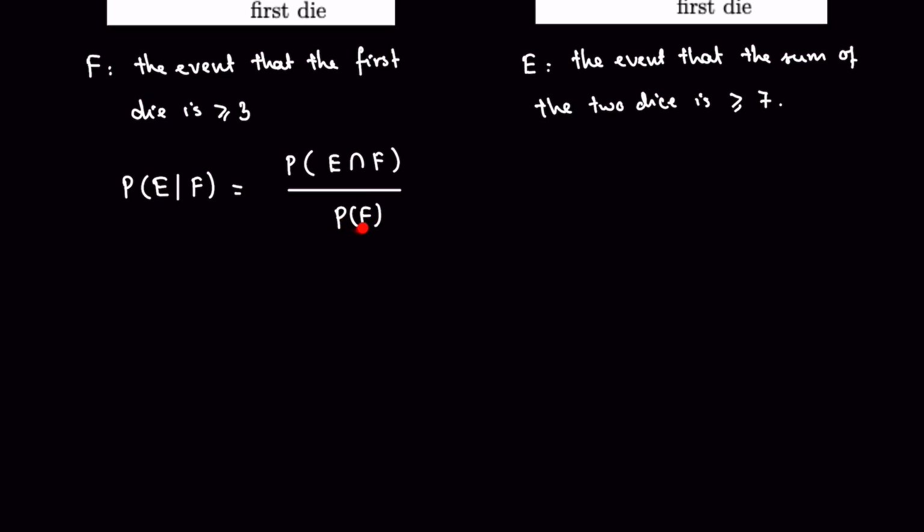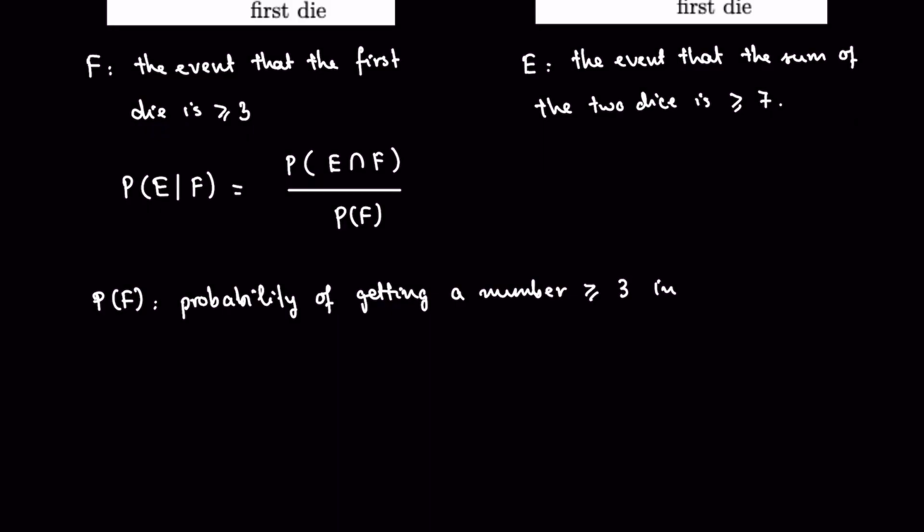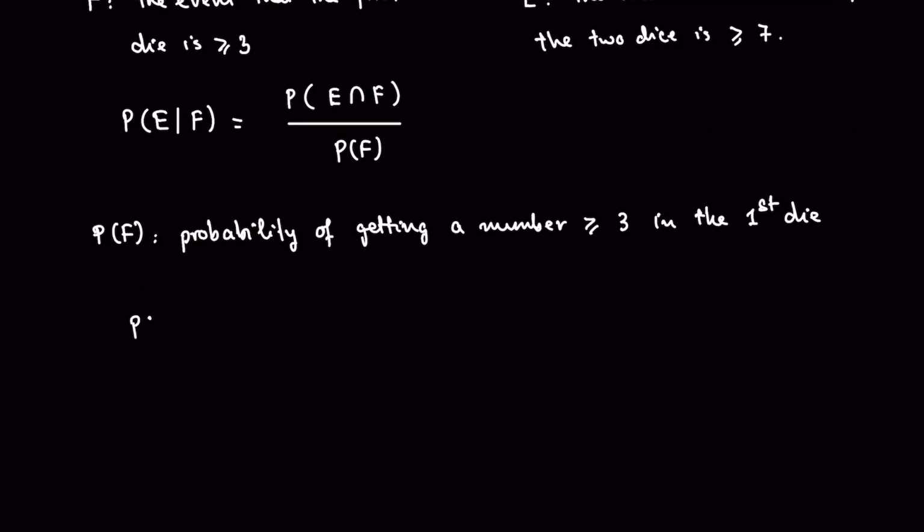So let's calculate P of F. For P of F, we want to find the probability of getting a number that is greater than or equal to 3 in the first die. So the probability of F is equal to the cardinality of F divided by the cardinality of S. The cardinality of F is the number of desirable outcomes, that is getting a number greater than or equal to 3 in the first die. And the cardinality of S is the number of total possible outcomes.